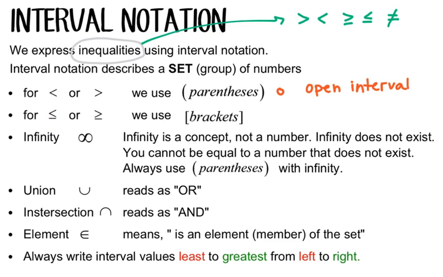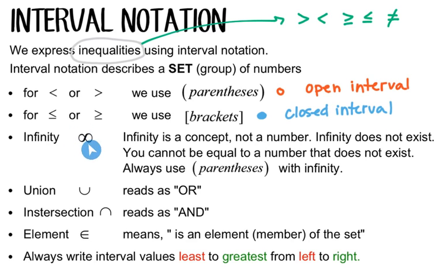If we're dealing with equal to, we would use brackets. Another way you might see that bracket indicated would be a closed dot. So brackets are going to indicate a closed or a finite interval.